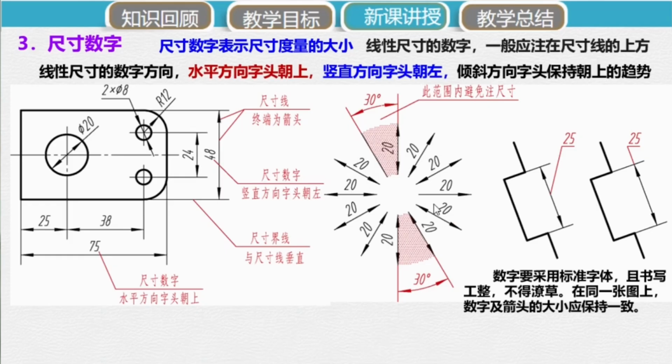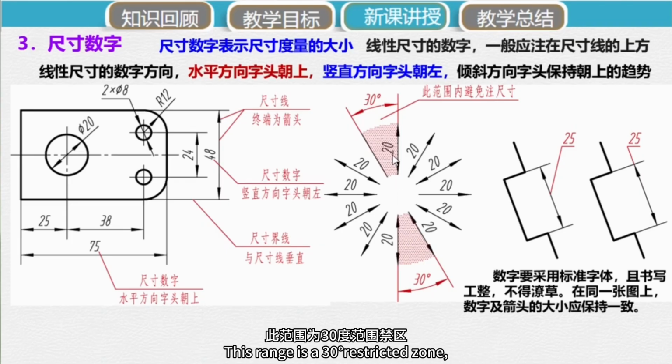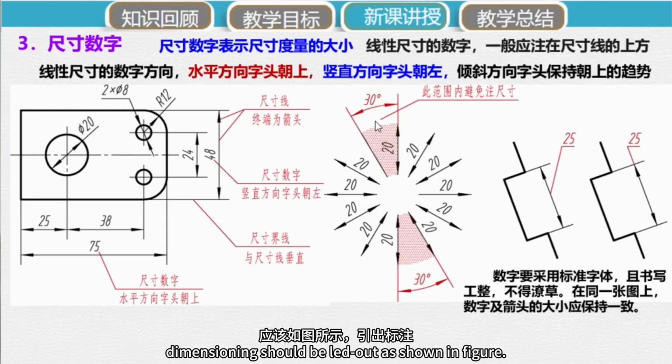When the dimension line is within the 90 degrees to 120 degrees range, this range is a 30 degrees restricted zone, or the black triangle zone. Direct dimensioning is strictly forbidden here. Dimensioning should be laid out as shown in the figure.